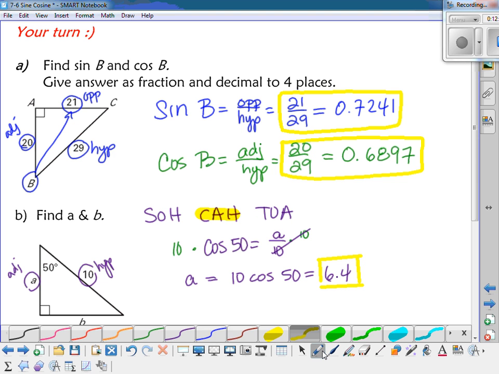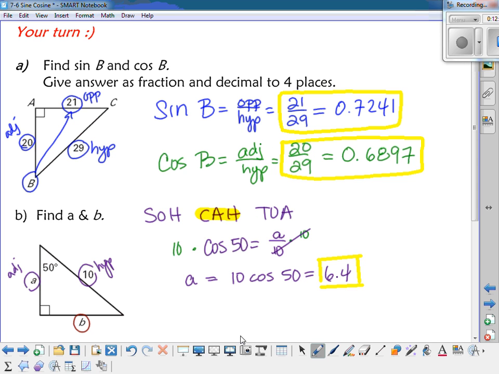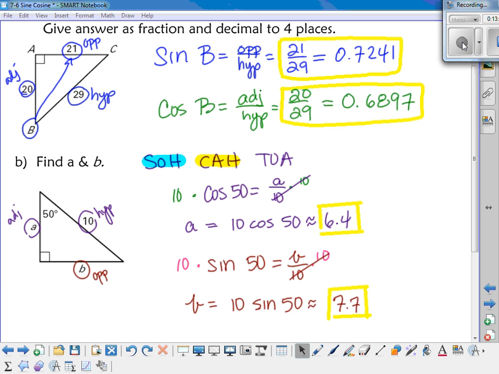And then if you want to find B relative to the 50, that's opposite. And so we're going to use the opposite and the hypotenuse, or the sine, to figure out B. Pause the video now. So for B, you would have said the sine of 50 is B over 10, multiply both sides by 10, and so B is equal to 10 times the sine of 50, or approximately 7.7.